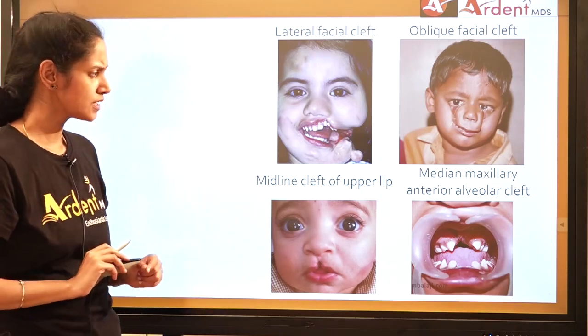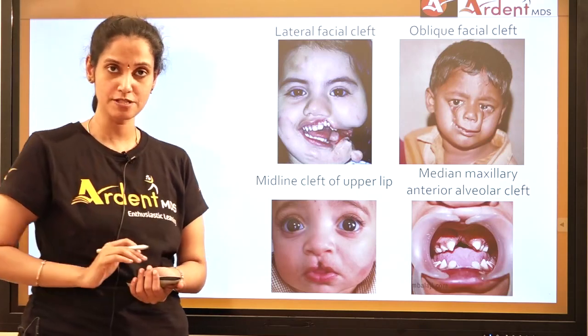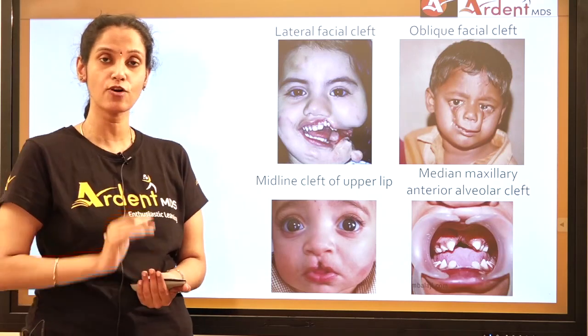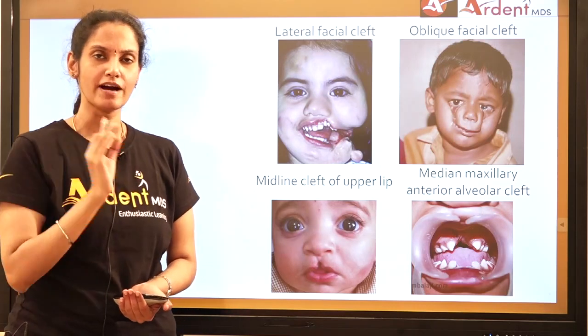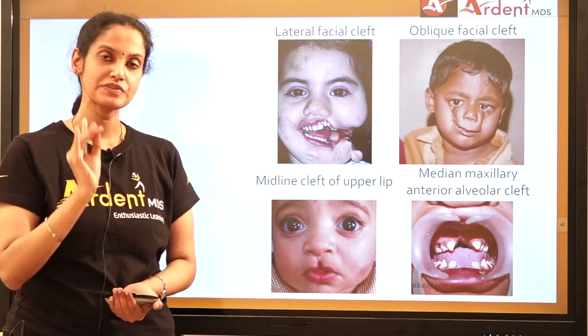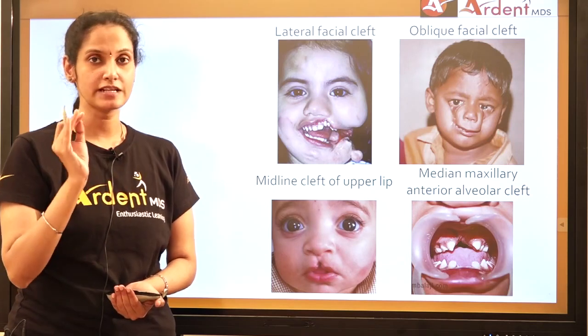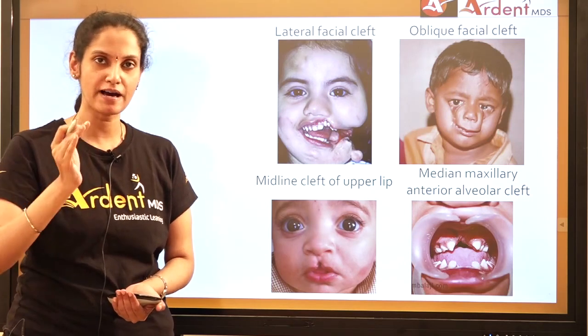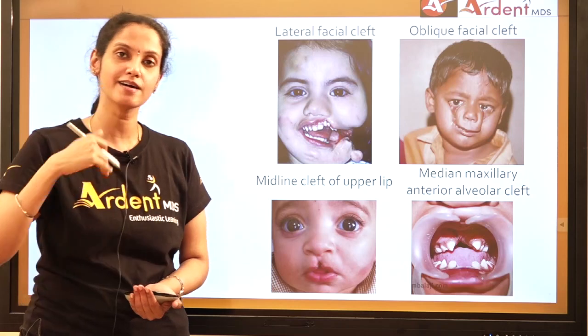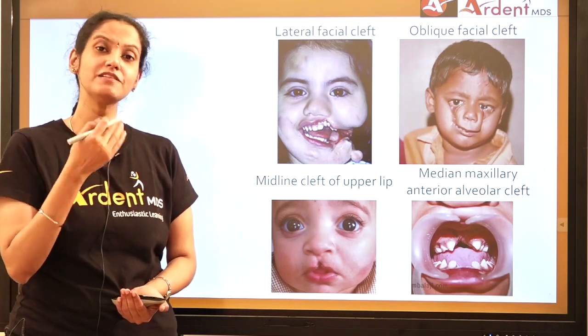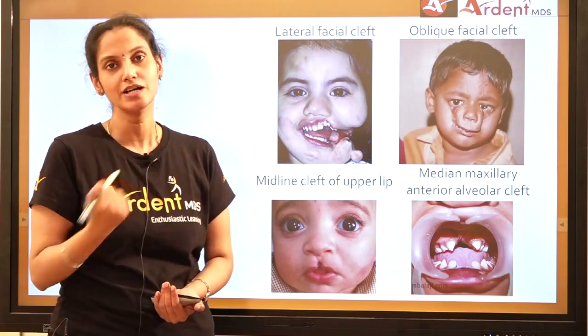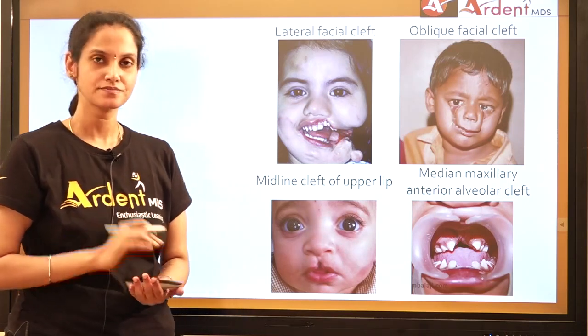Okay. So now that you know the various types of clefts, the conventional classification of cleft lip and cleft palate. Broadly, you have three categories: cleft lip, cleft palate, cleft lip with cleft palate. Usually, cleft palate and cleft lip with cleft palate are considered as one entity. The prevalence of cleft lip is relatively less compared to the other two categories.